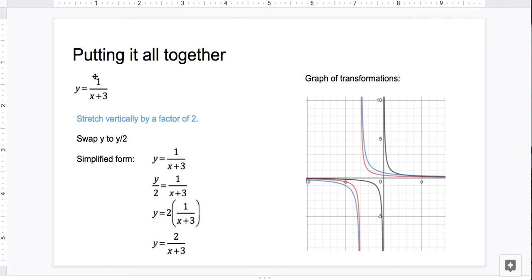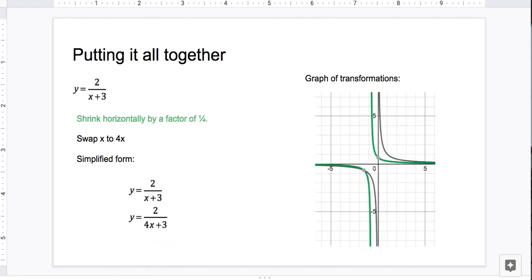Now let's take that graph that I slid to the left and make it twice as tall. So I know I'm swapping y to y over 2. So there I made the change. I took the original function, I did the swap. Then to get rid of divide by 2, I multiplied by 2. And of course, when you multiply a fraction by 2, you just double its numerator. So now the blue graph has been stretched. Every x is now twice as tall as it was before.